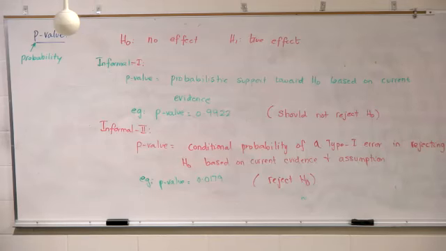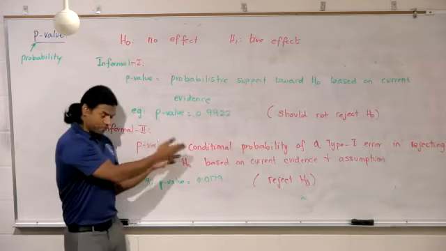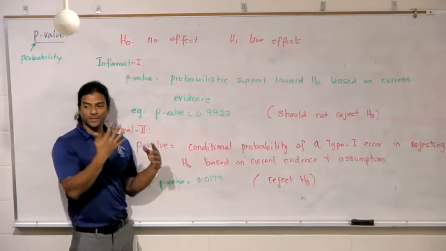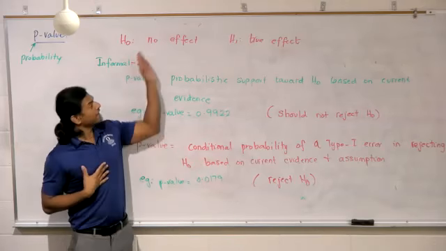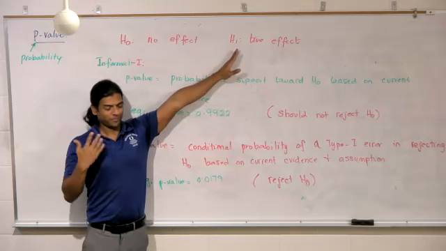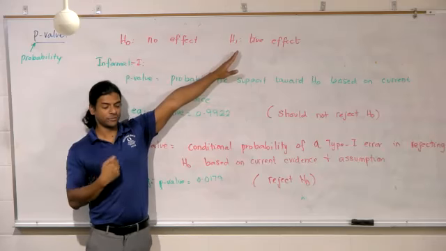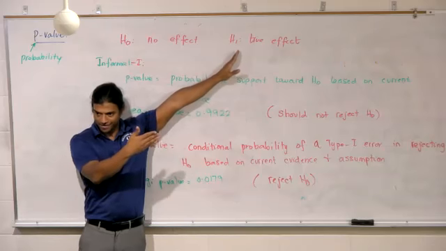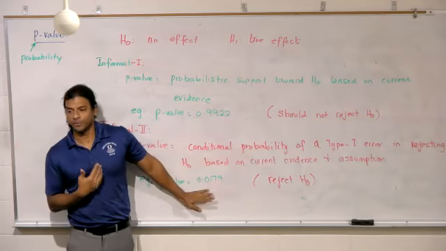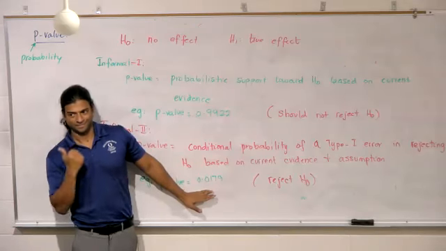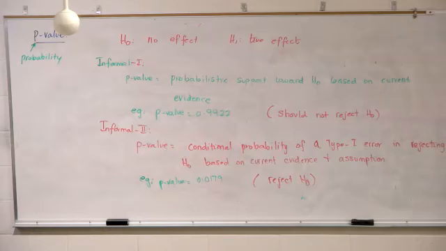Say that again? It is the conditional probability of a type 1 error in rejecting the null. Suppose I reject the null. What is the probability that I would be wrong in doing that? The chances in this example is about 1.79%. Oh, okay, gotcha. So I can narrowly reject the null.